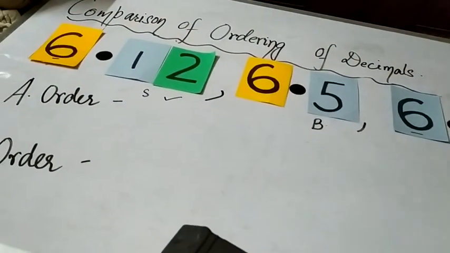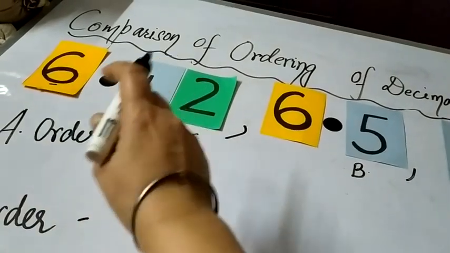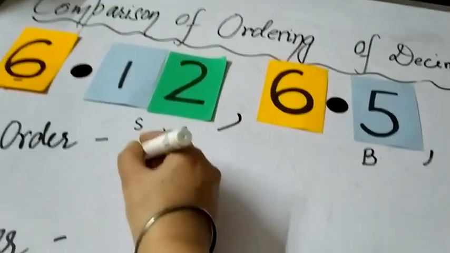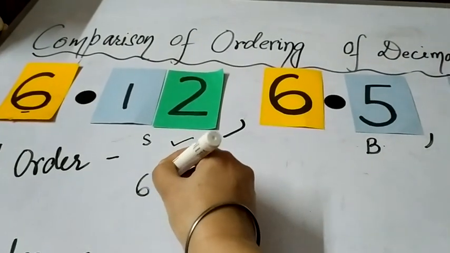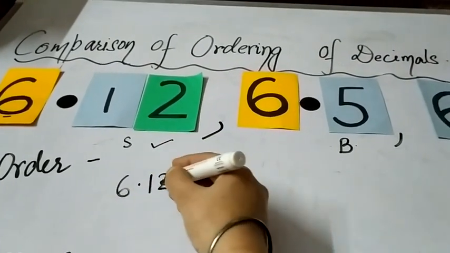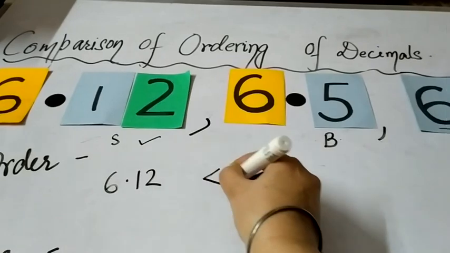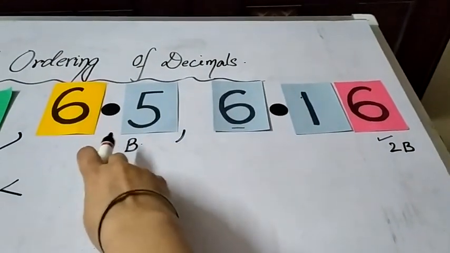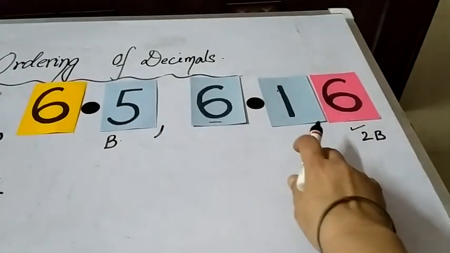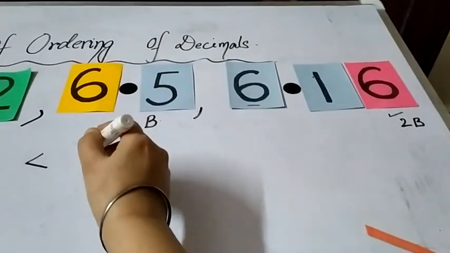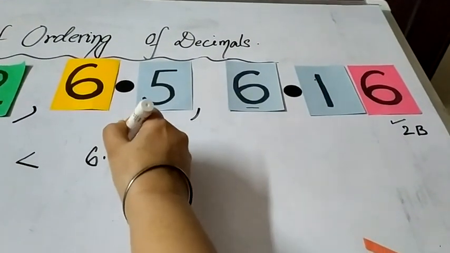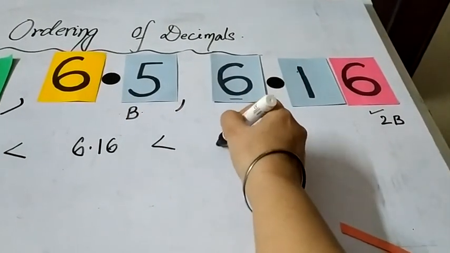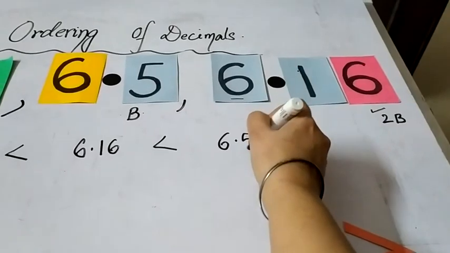So while writing them in ascending order, we will write the smallest number, which is 6.12. Leave space and then put the sign is smaller than. This is the second biggest number, because this is the biggest number. It has 5 after the decimal. So 6.16 is smaller than, and then we will write the final number, which is 6.5.